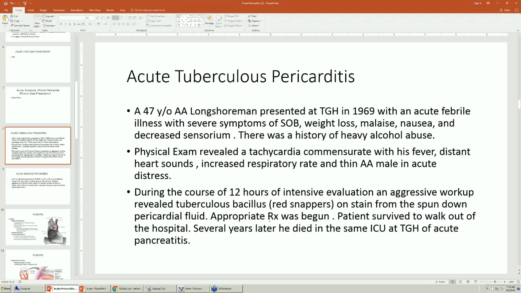In those days, there was a tuberculosis sanitarium that was not very active anymore, where their principal therapy was to collapse a lung and try to kill the active disease by collapsing the lung, making no oxygen available to it. So the patient did survive and walk out of the hospital, and I do remember several years later he was in the same ICU in the same bed at Tampa General with acute pancreatitis that he died of. So not a very good ending, but a very complicated story and a very difficult diagnosis to make at that time, something that we probably won't see much.